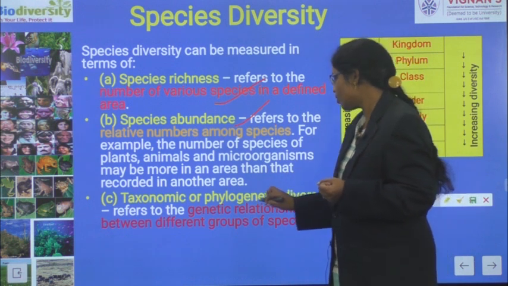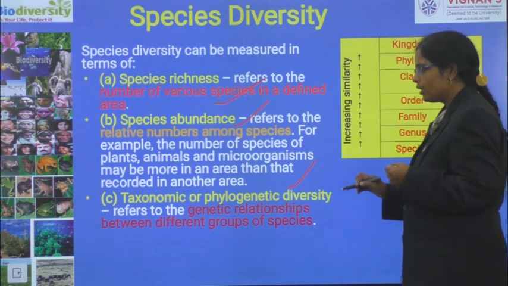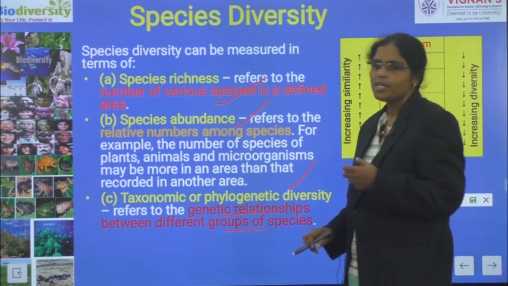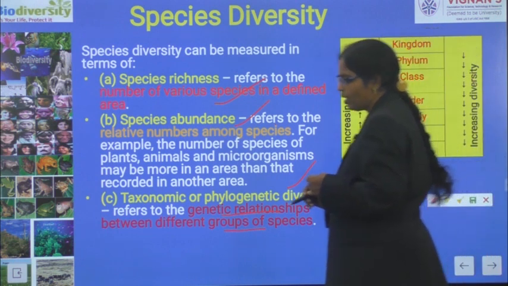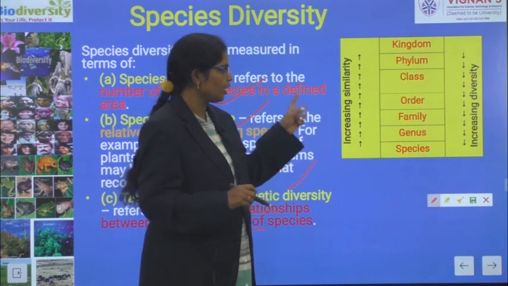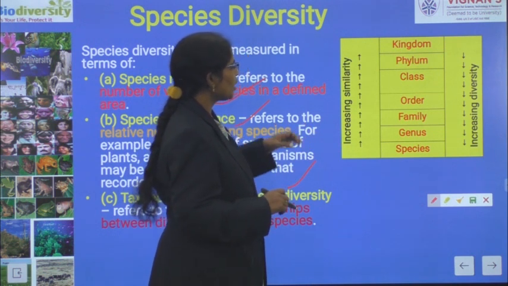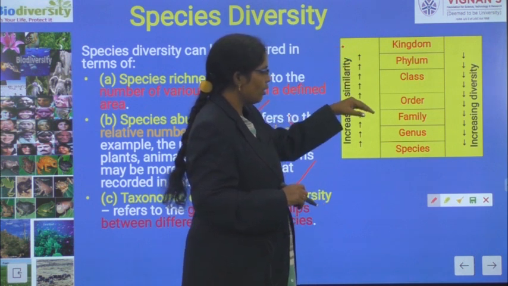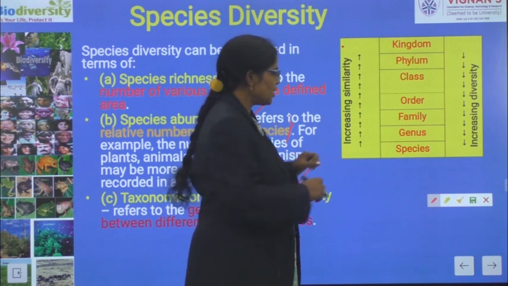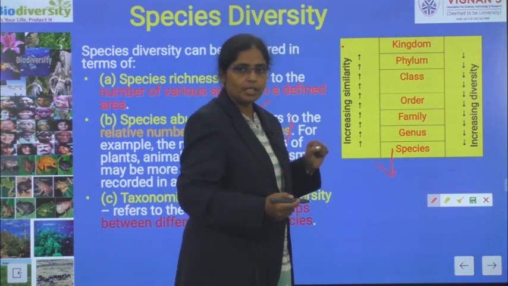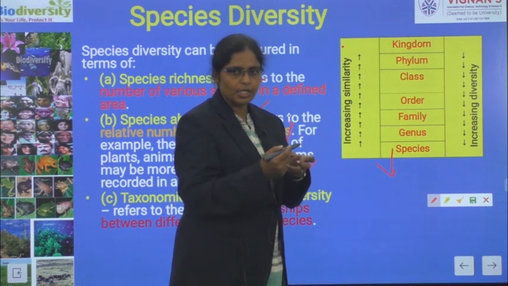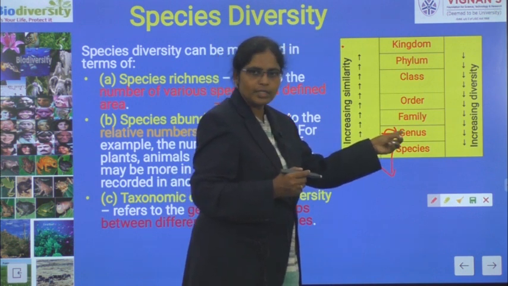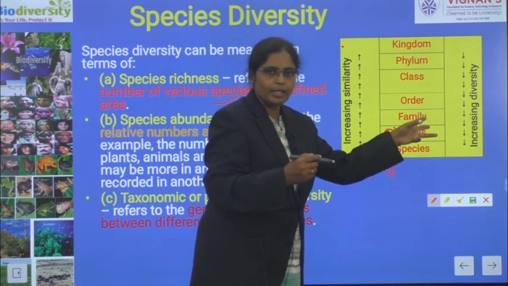And next, taxonomic or phylogenetic diversity. Here we study the genetic relationship between different groups of species. In this picture you can observe the taxonomic categories where all living organisms are arranged, at a higher level the kingdom, next phylum, class, order, family, genus and species. So species is the lowest level. Related species are all grouped under a genus. For example, some species are grouped under one genus, another group of species under another genus.